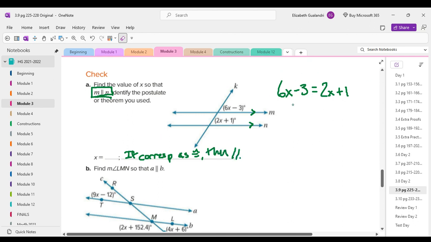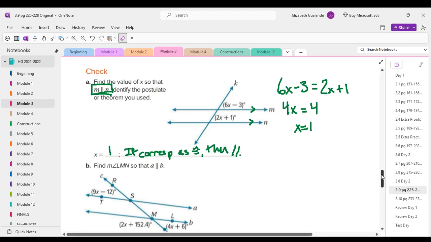And so I'm going to solve this so that's the case. So subtract 2x, I get 4x. Add 3 to the other side, I get 4. Divide by 4, I get x equal to 1. So my answer is x equals 1 for that reason there.